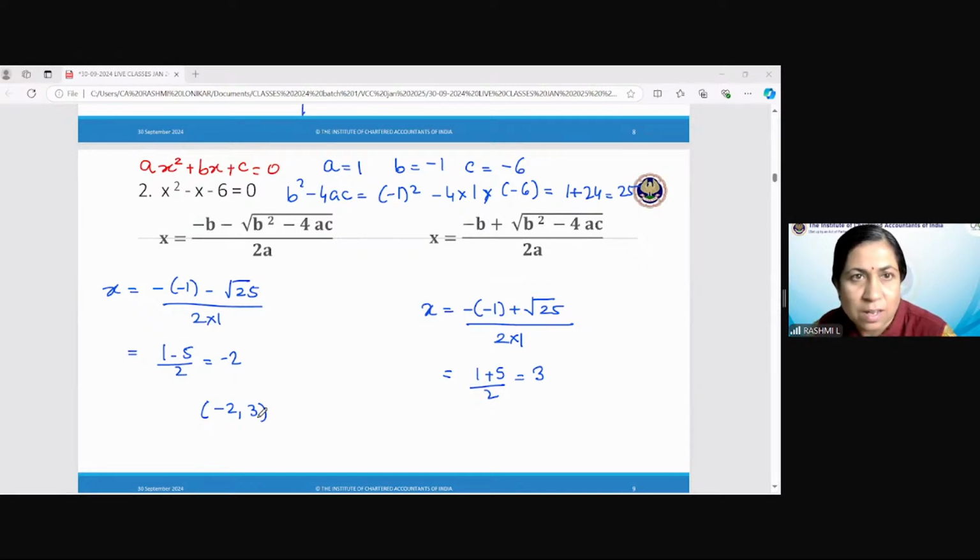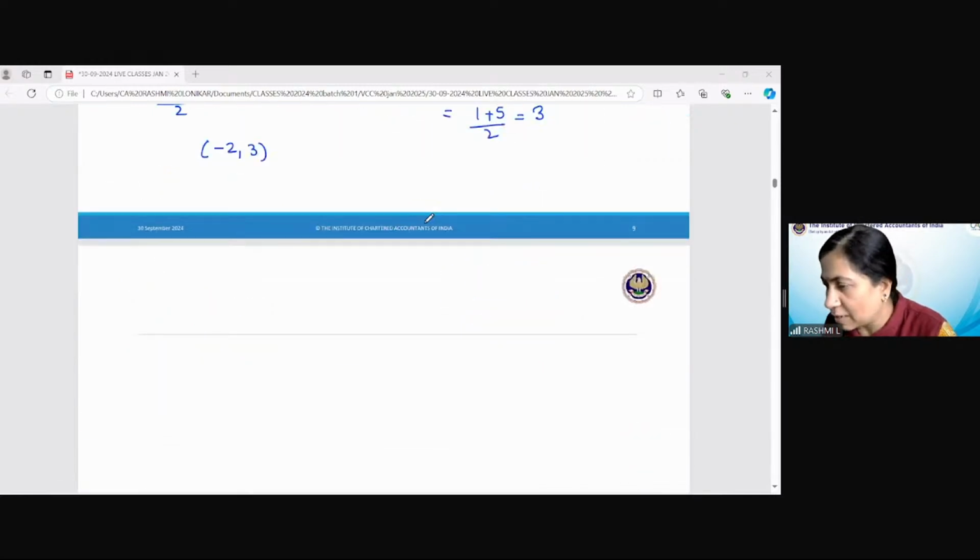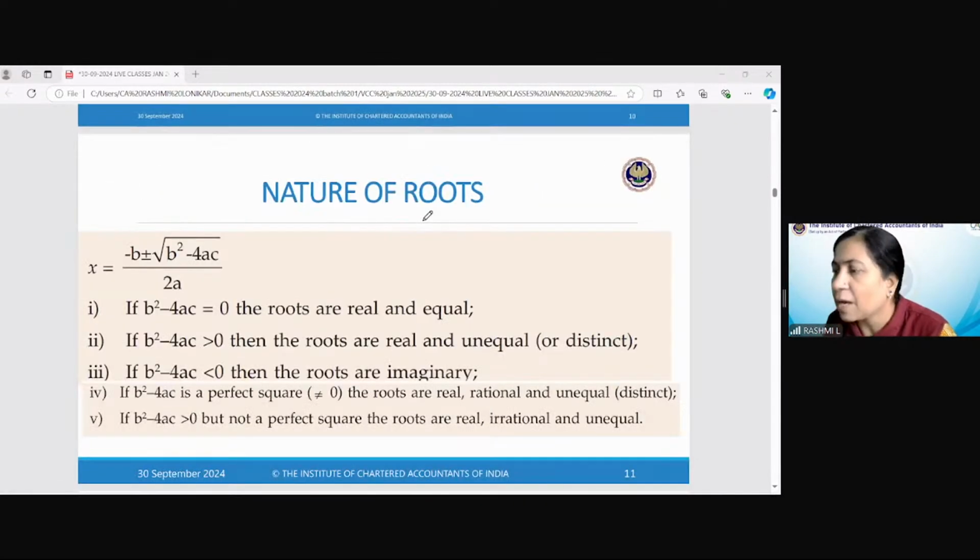Okay. Everybody is understood now? Yeah. Let us go now to the very interesting thing. Why I have told you to find out b square minus 4ac? Let us see. Because it leads us to the nature of roots. Once I am able to find out what is b square minus 4ac, I will be able to know how my roots are.